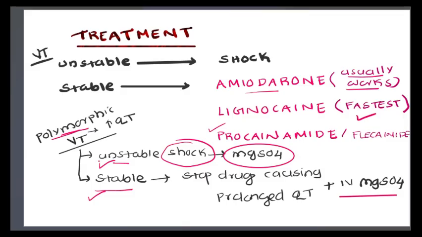It is, if the patient is unstable, shock, magnesium sulfate. If the patient is stable, stop the drug causing prolonged QT and start the patient on IV magnesium sulfate.